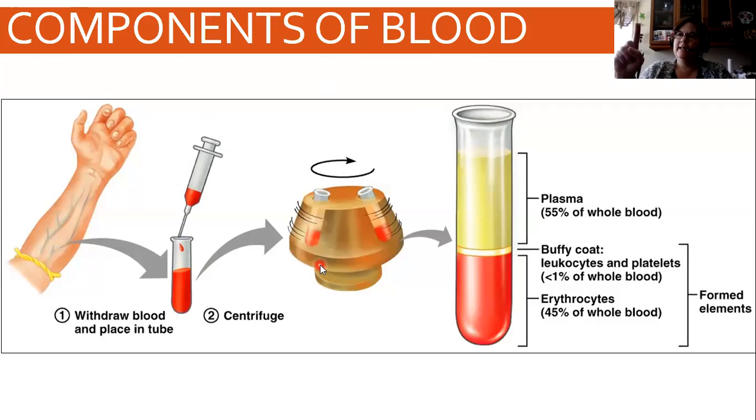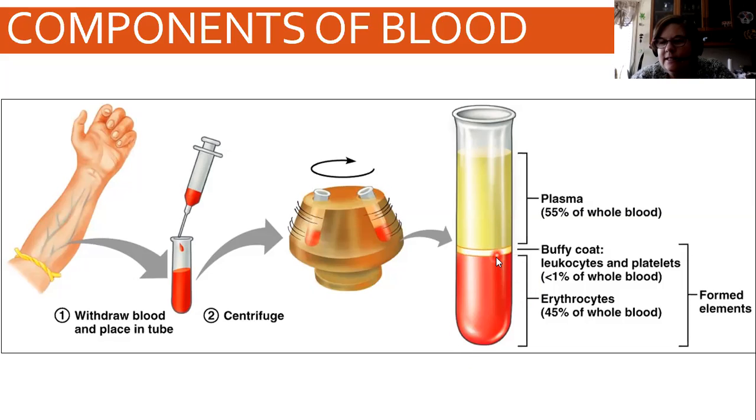Basically what it does is it spins the test tube super, super fast. And everything that's heavy is drawn to the bottom and the lighter stuff floats on top. So we get the layers of things based on their density. Here on the bottom, we see that our red blood cells make up the bottom of this test tube. And those are the erythrocytes. So approximately 45% of our blood is red blood cells.